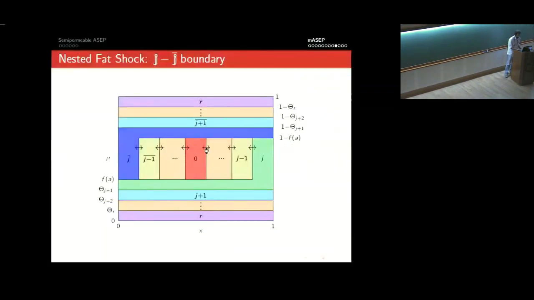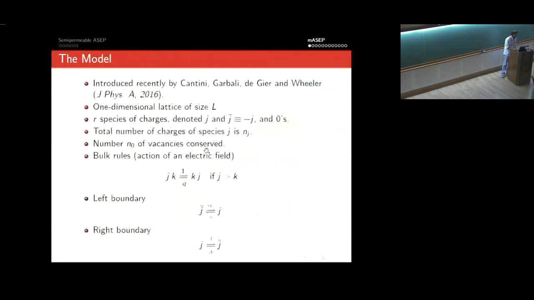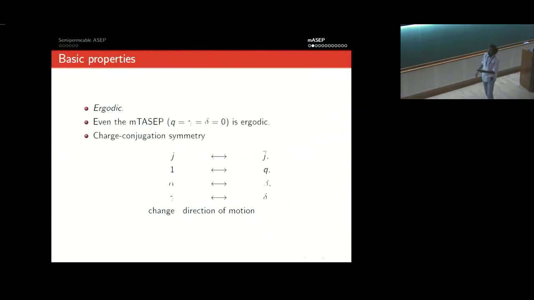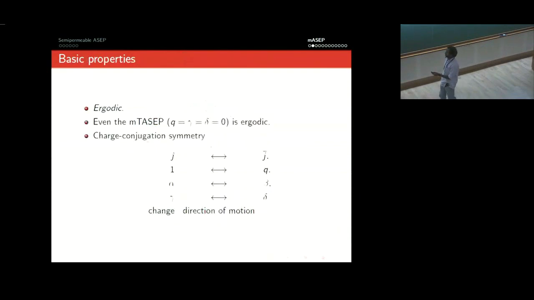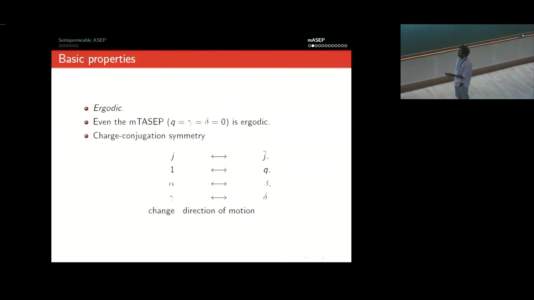Questions, students? I have a quick question. You have in the phase diagram 1 over A, 1 over B. It's symmetric about the diagonal. Yeah, that's the particle-hole symmetry I mentioned. So if you interchange the J's and J bars, ones and 1 bars, alphas and betas, gammas and deltas, and change the direction of the motion, you get back the same system.